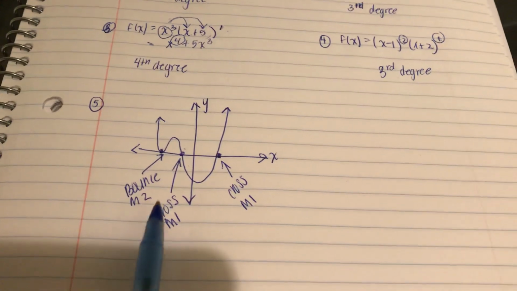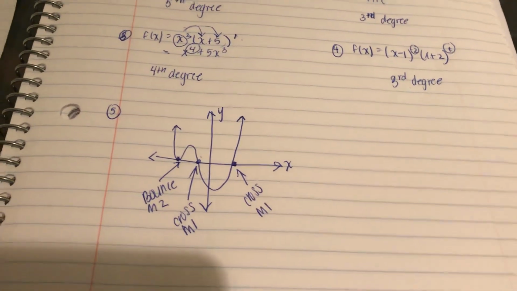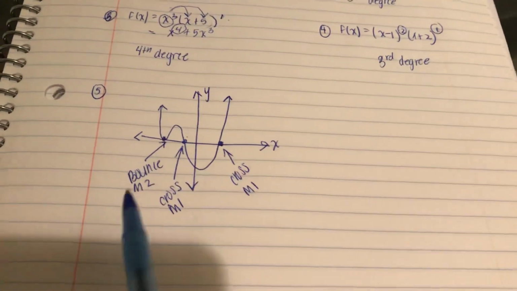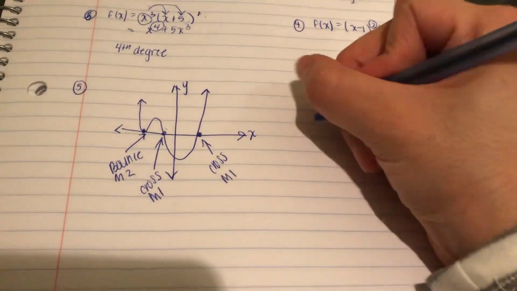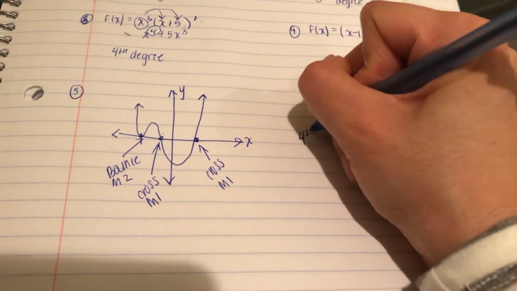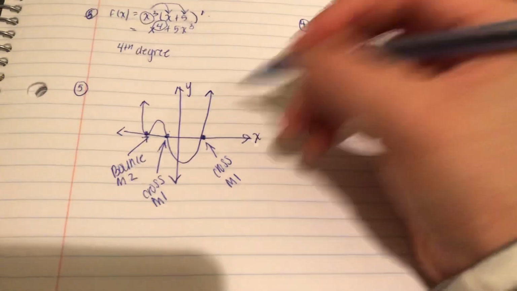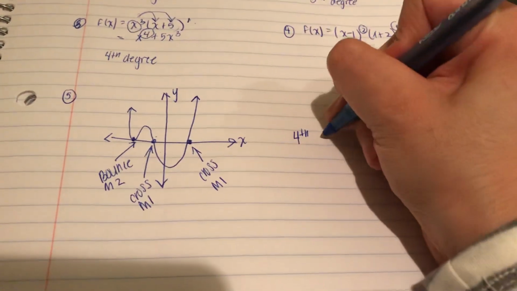So in here, our least possible degree is all the multiplicities added together. So 2, 1, and 1. So 2 plus 1 plus 1, that is 4. So our least possible degree for this polynomial is 4th degree.